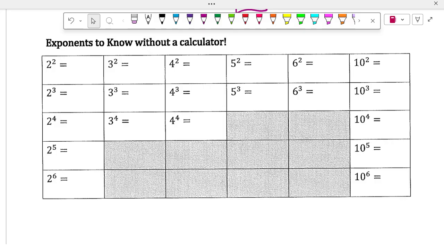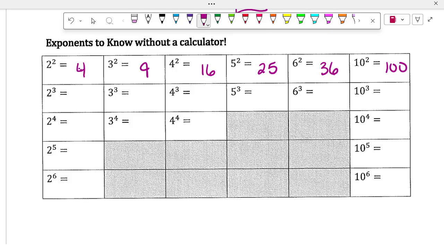So your squares, you should absolutely know. What's 2 squared? 4. 3 squared? 9. 4 squared? 16. 5 squared? 25. 6 squared? 36. 10 squared? 100.